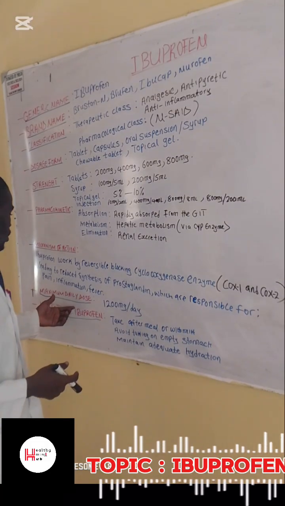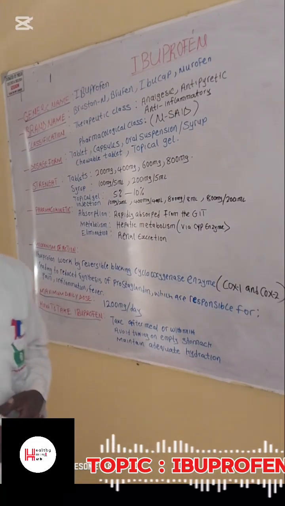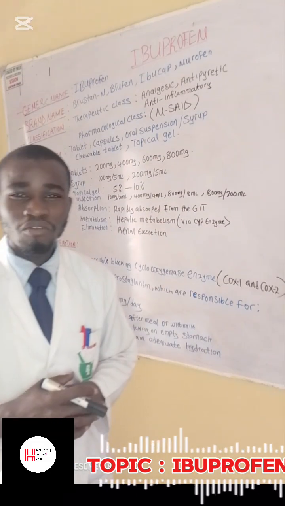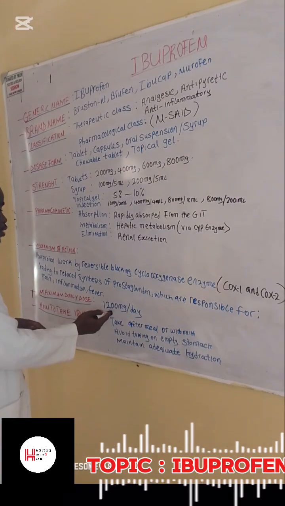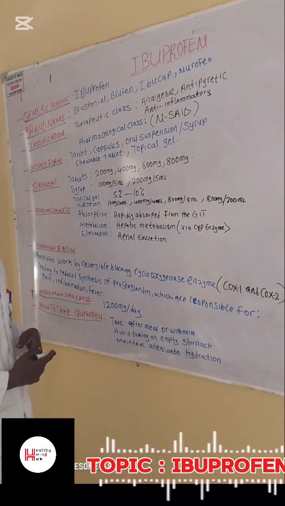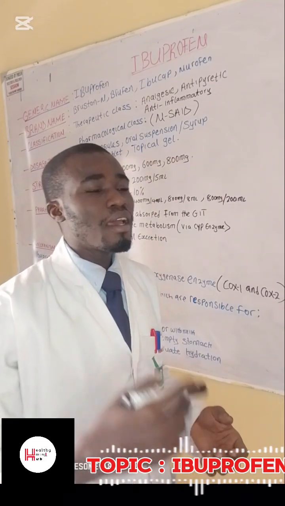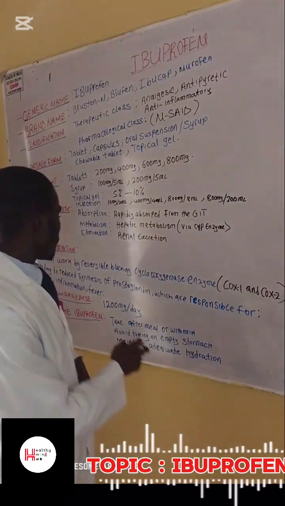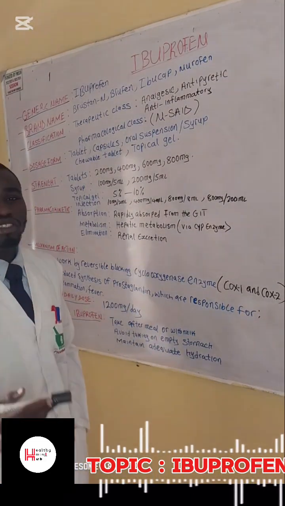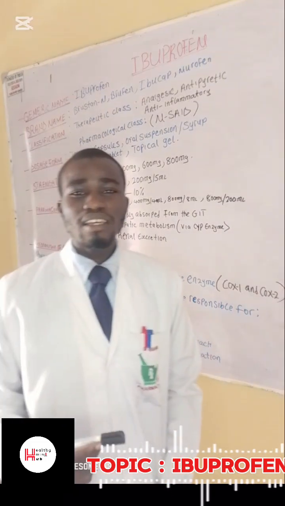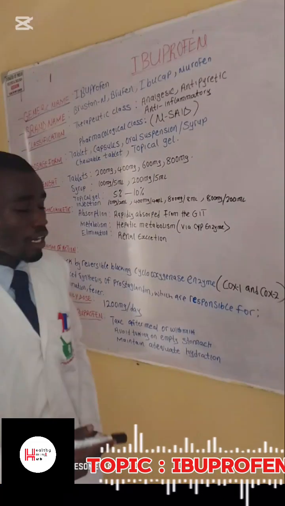Now, what is the maximum daily dose of ibuprofen? The maximum daily dose of ibuprofen is 1,200 milligram per day, and most of the youth nowadays have been using ibuprofen more than the maximum daily dose, which has caused many complicated issues in our body.